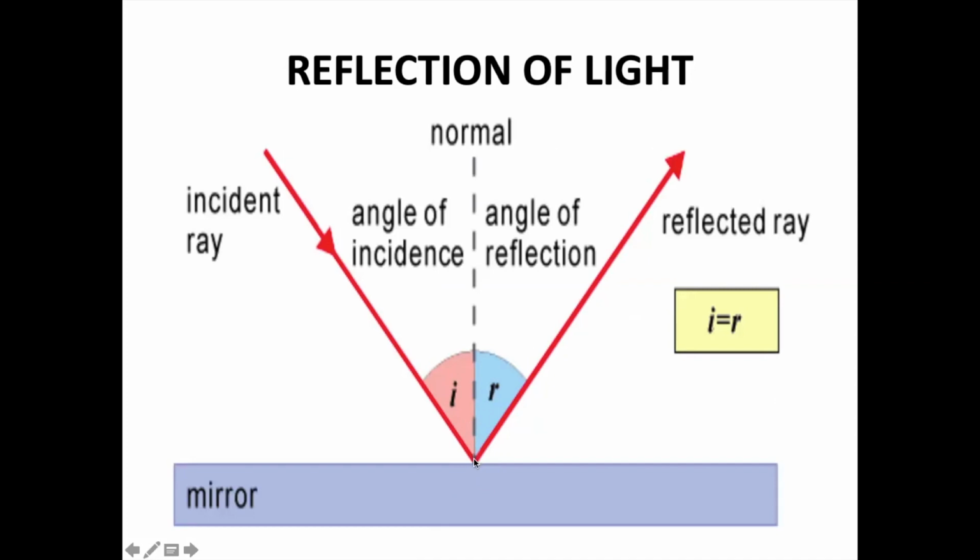So from here, we have to take a normal. Normal means it should be 90 degrees to the surface. So this is a straight surface, and therefore 90 degrees to this, and therefore this is called the normal.